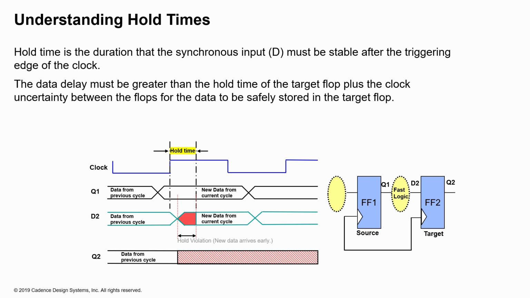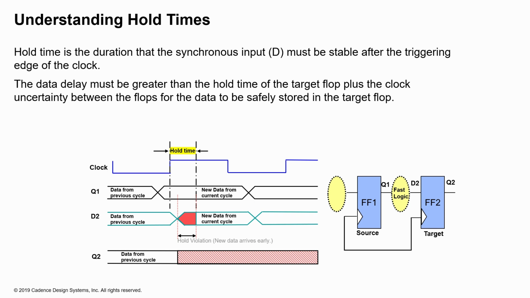In order for your data to be safely stored, the other requirement is your hold time. The hold time is the duration that the data input must be stable after the triggering edge of the clock. So the data must be stable, and the data delay must be greater than the hold time of the target flop, plus any clock uncertainty between the flops, and so on. All of that requires that your data cannot be too fast. Basically, that's what it amounts to.